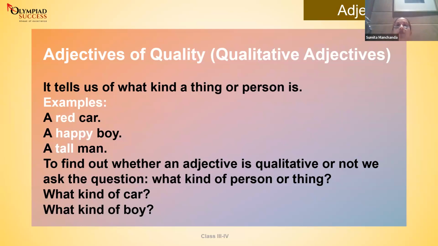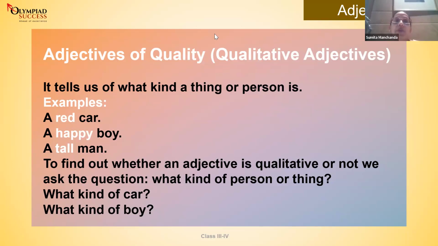Now, it tells us of what kind a person or thing is. See the first example: a red car, a happy boy, a tall man. In all these three examples, the car is described as red, the boy as happy, the man as tall. So in all three we are coming up with the quality of a noun. Car, boy, man, all these are nouns. We all know that, isn't it?